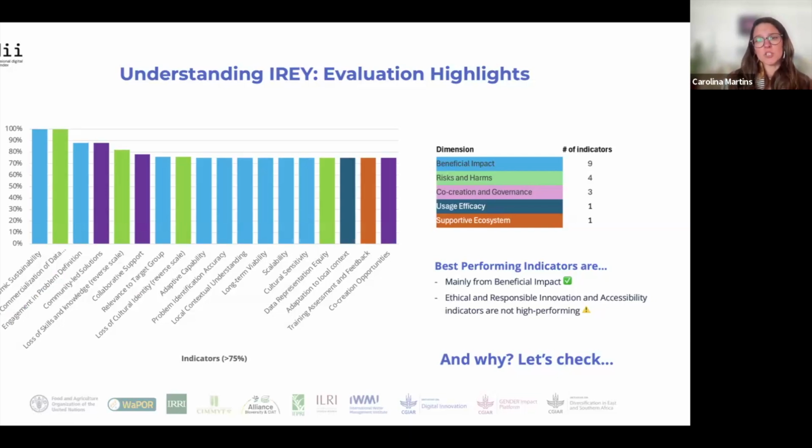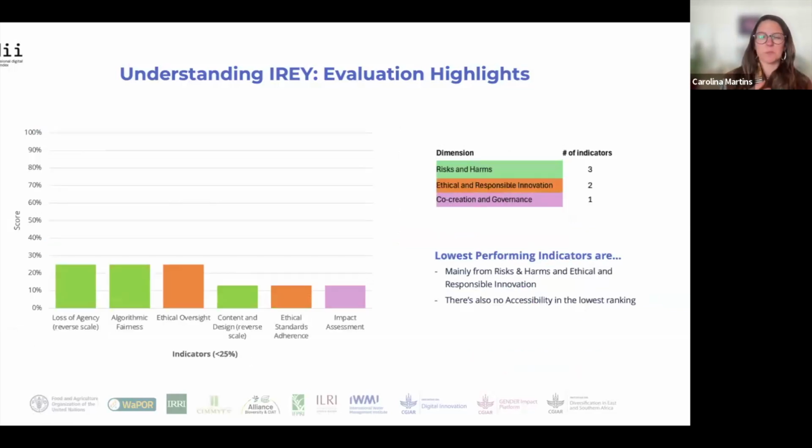However, what can we also understand here? If you remember, I mentioned that we evaluate 7 dimensions. In this case, only 5 dimensions have indicators that are higher than 75%. So why is that? We need now to check, since ethical and responsible innovation and accessibility indicators were left out of this first filter, what does this indicate? And this personally is the interesting part. So these are the indicators that scored less than 25%. Not that many, which is great.